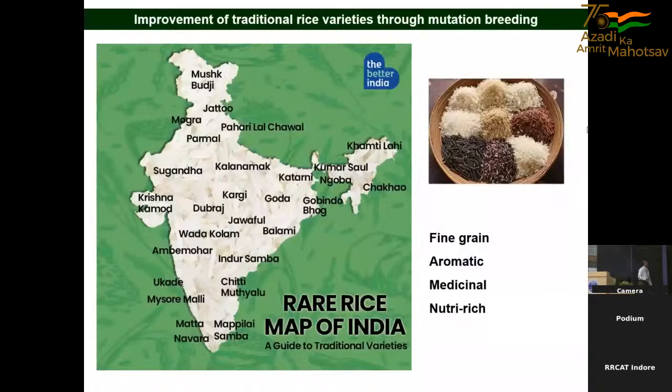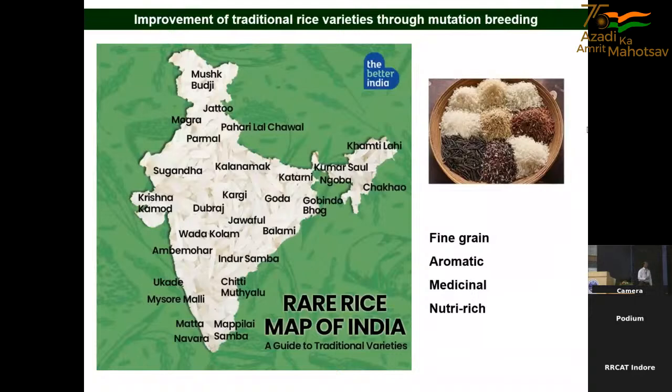And if you see the rice, in different parts of India, we have different rice, which is having its own unique character. For example, you can see the Dubraj, Jawa Phool, Vadakolam, and these names indicate that they are popular in different parts of the country, and they have unique characters like fine grain, aromatic, medicinal value, nutri-rich. See, because of these properties, farmers are cultivating them, but these rice varieties are not high yielding because they are growing very tall and they lodge and they are having poor agronomic character.